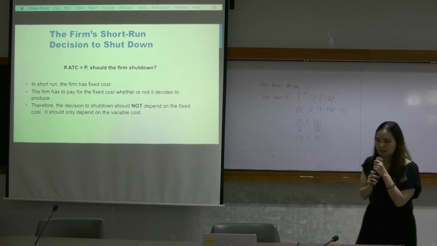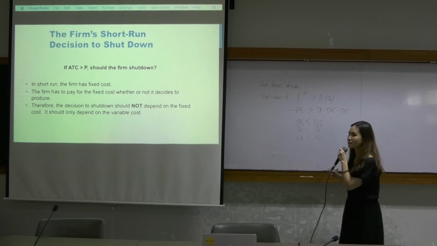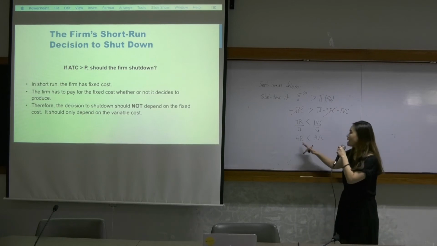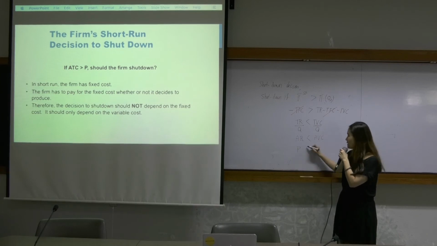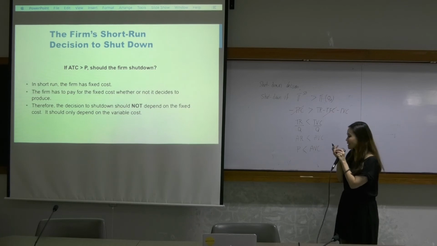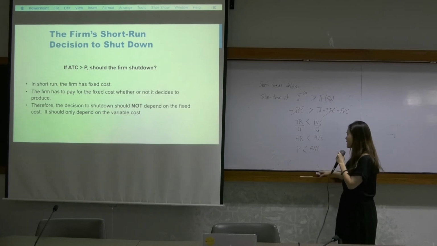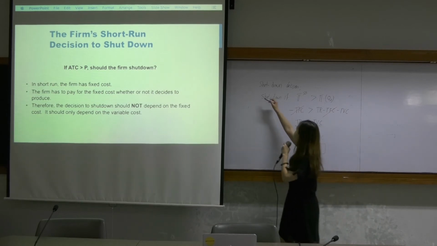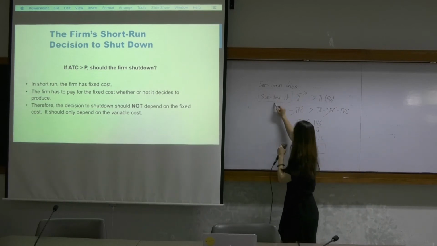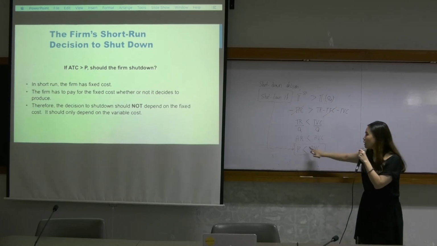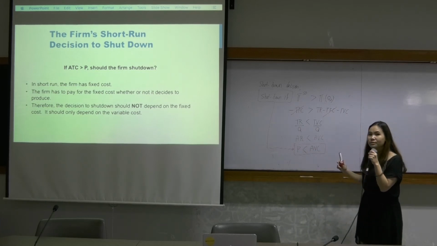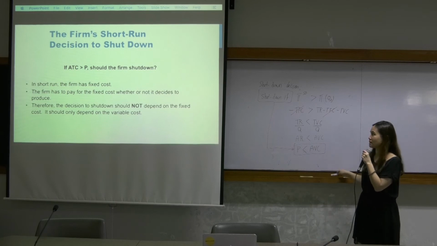And since the firm is in a perfectly competitive market, the average revenue is simply the price, right? Is lower than the AVC. So that is our shutdown decision: the firm should shut down if the market price drops lower than the firm's average variable cost.